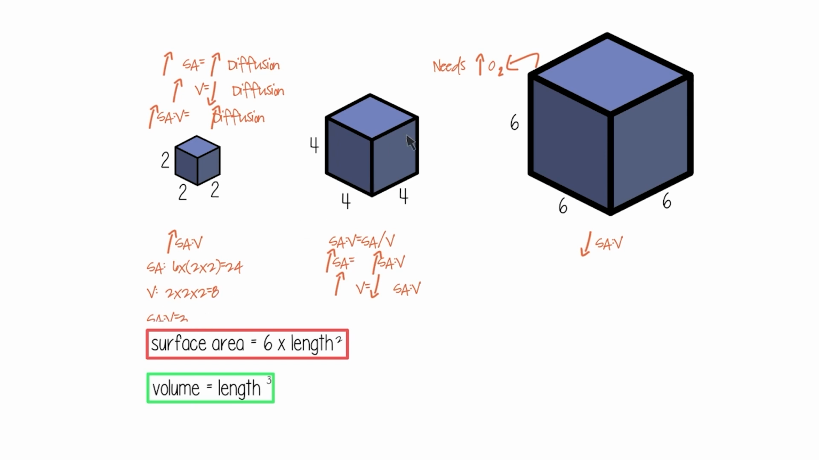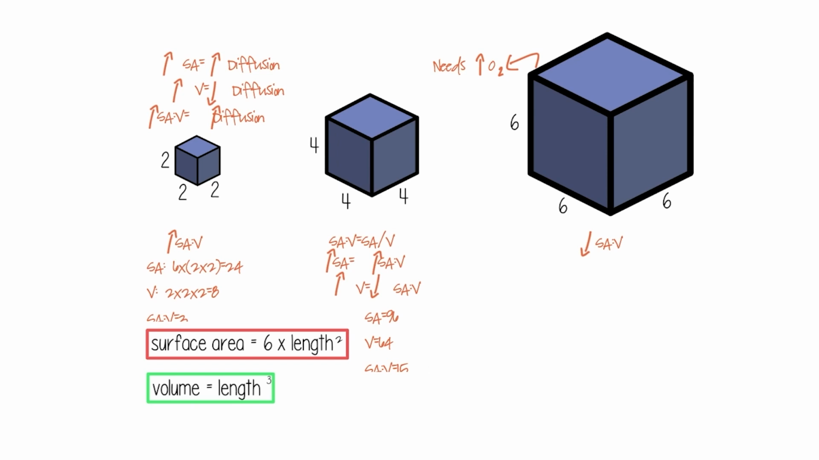Now the second cube has a surface area of 96, while the volume is 64. So note that both the surface area and the volume have increased as the organism grows larger, but the volume has increased more relative to the surface area. So the second one has a surface area to volume ratio of 1.5. Notice how this is half of the original first cube's surface area to volume ratio.